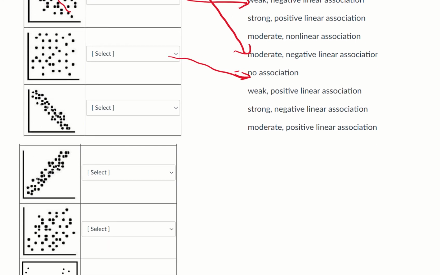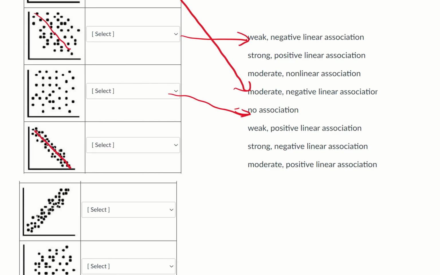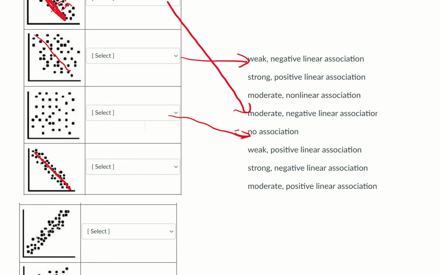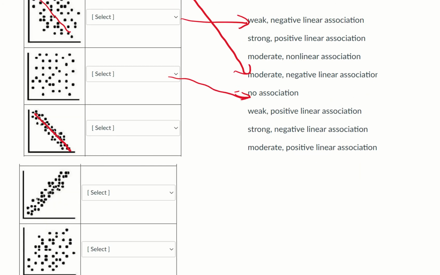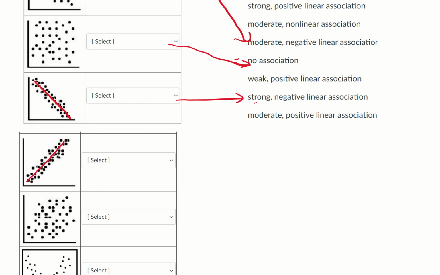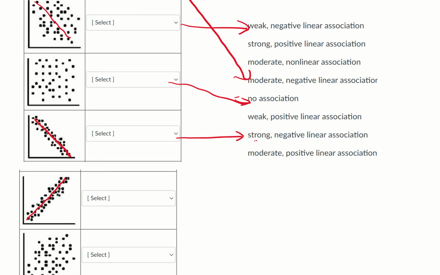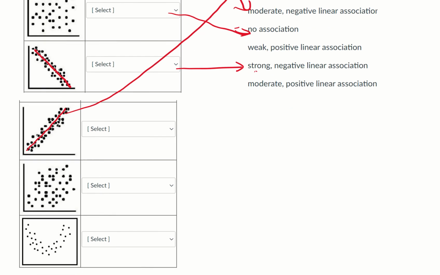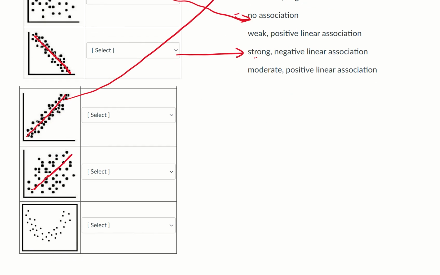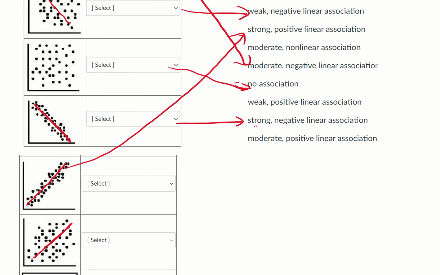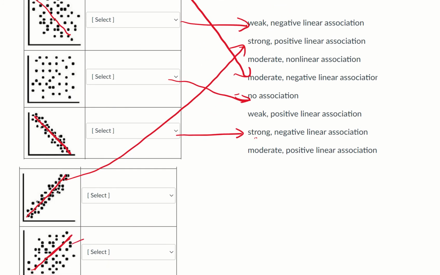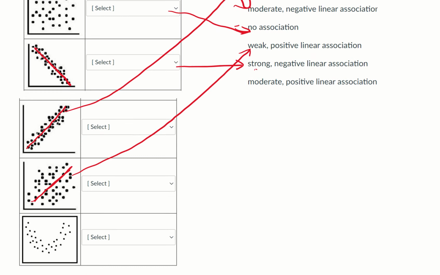Okay, so now this one looks pretty good. It's definitely negative, and it's definitely stronger than this one. So we can for sure say that this is a strong negative linear association. So it matches up to here. This one is similarly a strong positive linear association. This one looks positive, but it looks weak. It doesn't look very strong, right? So I'll call that a weak positive linear association.